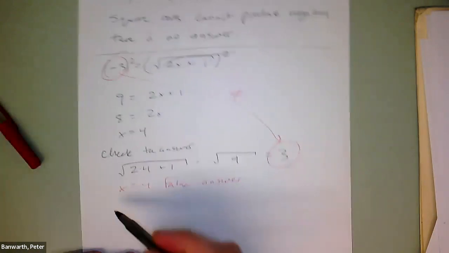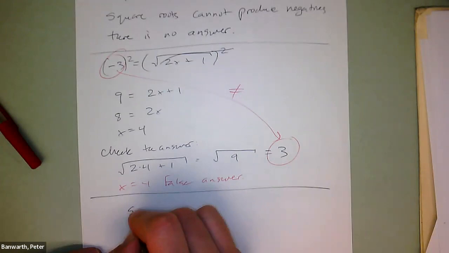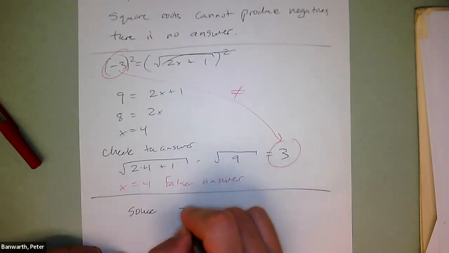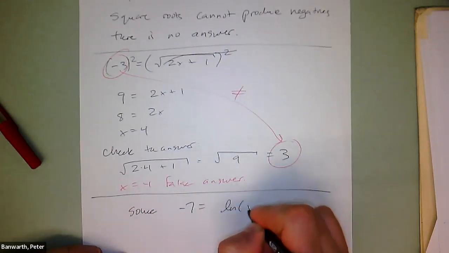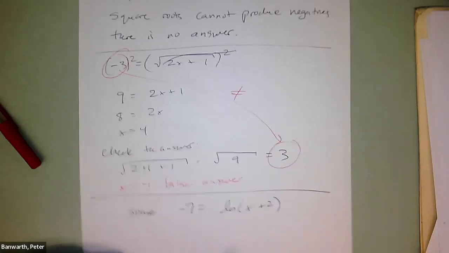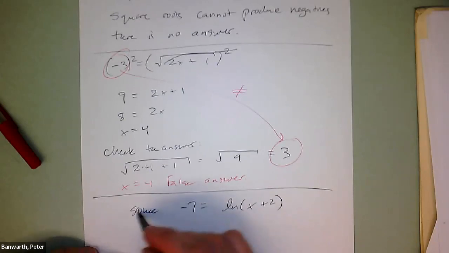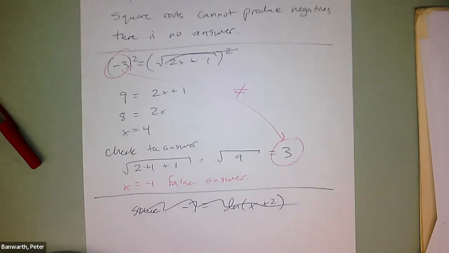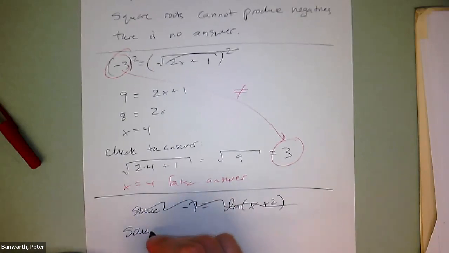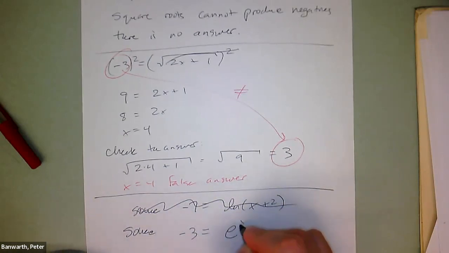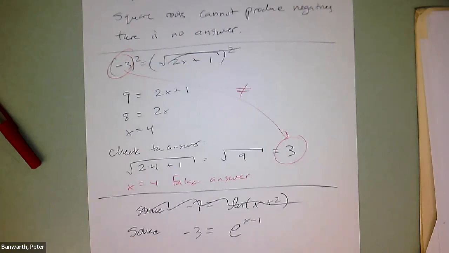Here's another example. Solve -7 equals the natural log of x plus 2. Nope, that's okay. Never mind. Not that one. How about we do this instead? Solve -3 equals e to the x minus 1. There we go.